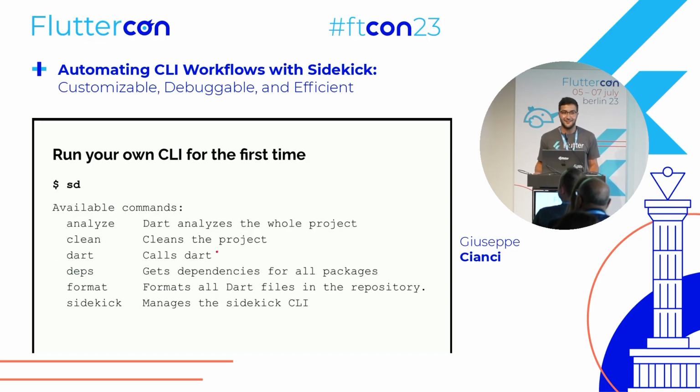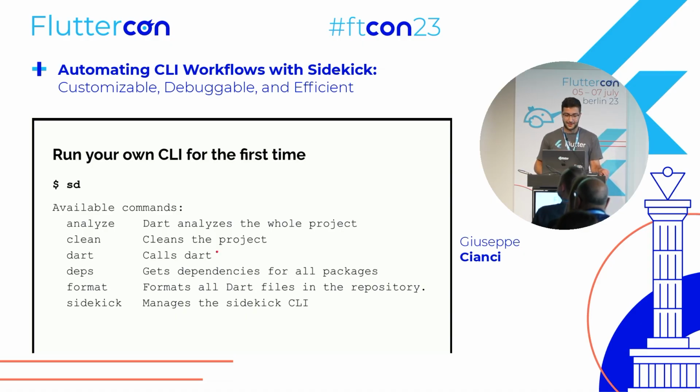Okay, now let's call our CLI for the first time, and you'll see a help screen. Here you can see all the default commands that are generated with the default CLI. They're all pretty basic, except for the deps command. That one's actually kind of cool because it gets the dependencies of all packages, which is handy if you're in a monorepository. So you don't have to cd into every directory and then run pub get. It does this for all packages in the repository.